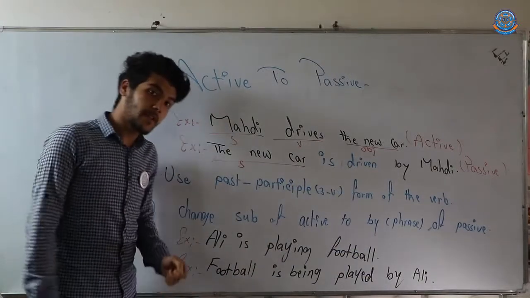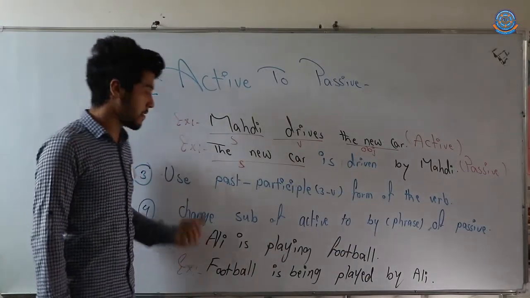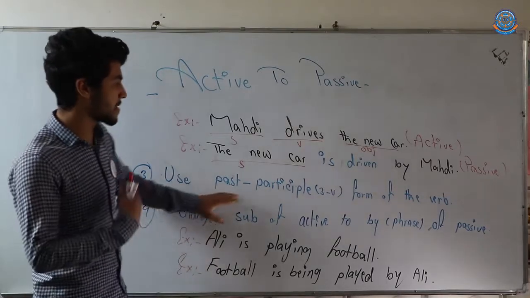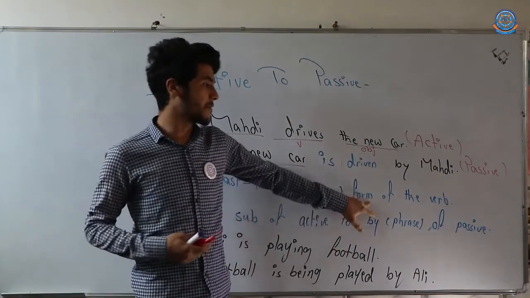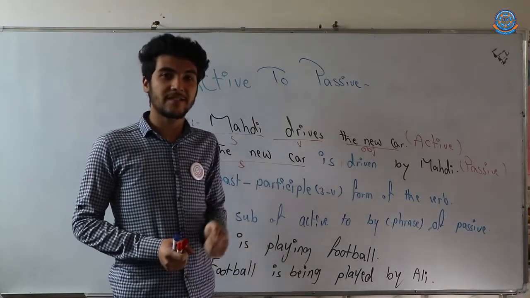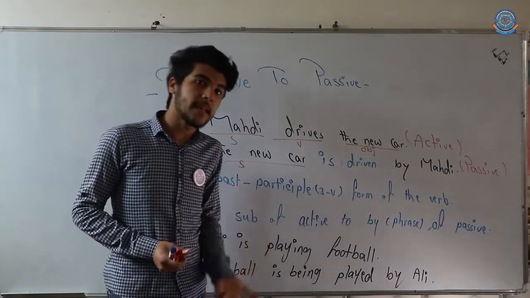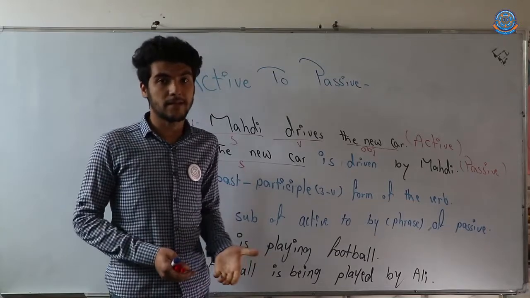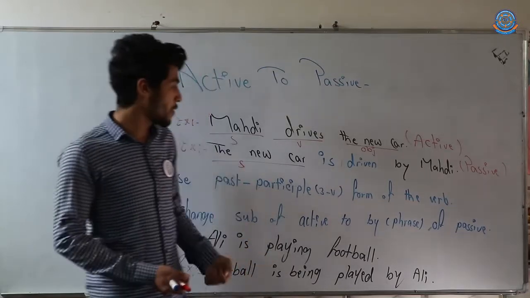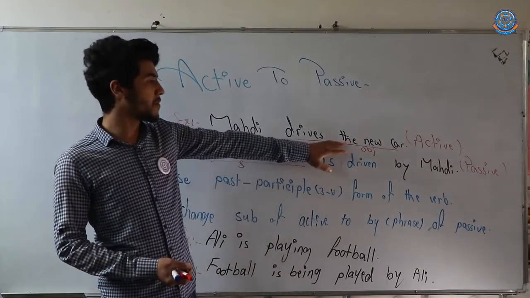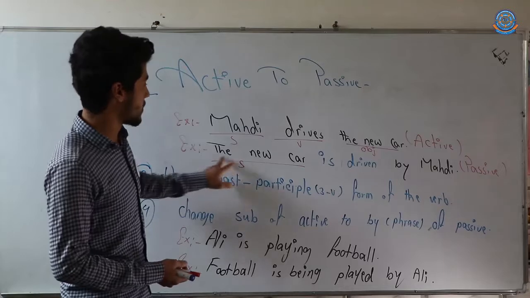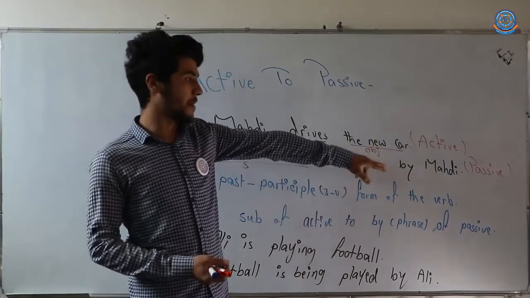Now, the third rule for changing an active sentence to passive is here. We always use the past participle, or third form of the verb, in our passive sentences. It is not important which tense your active sentence is. Is it present simple? Is it past simple? Future tense? Progressive tense? That is not important. We always use the third form of the verb, the past participle, in passive sentences. Look here. The new car is driven by Mahdi.